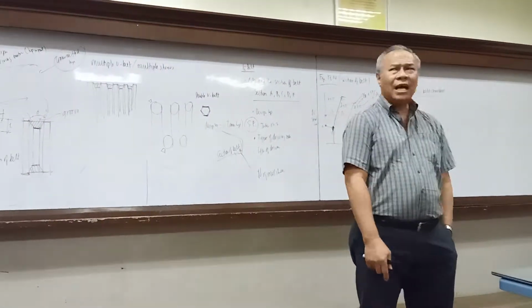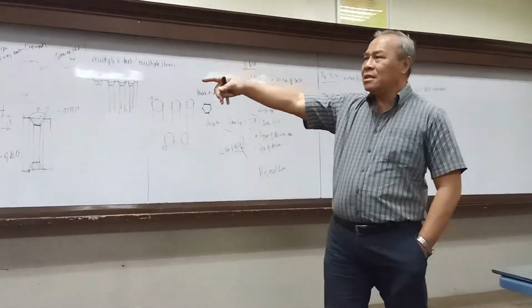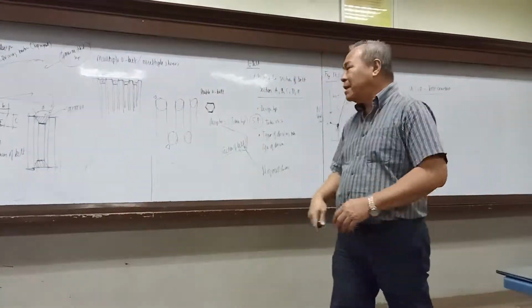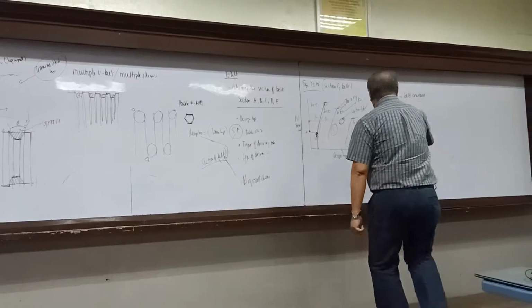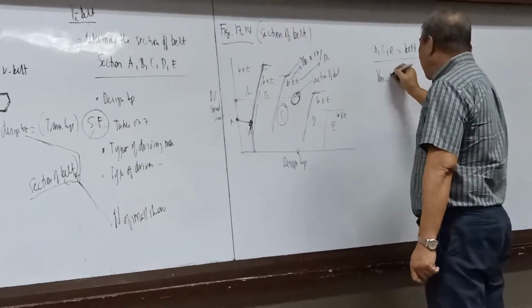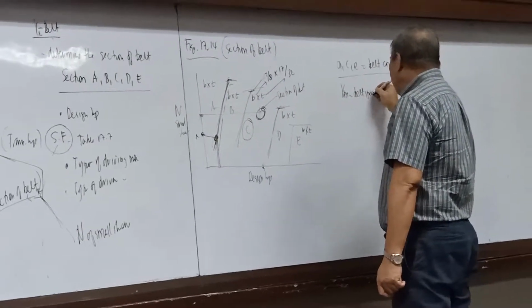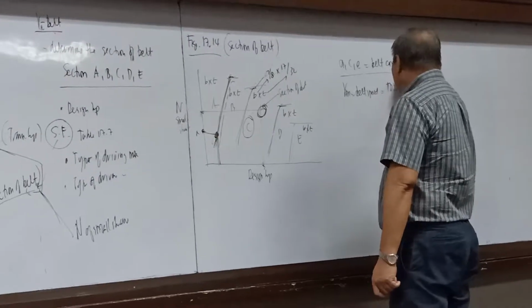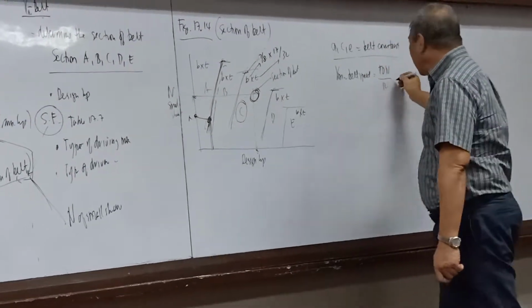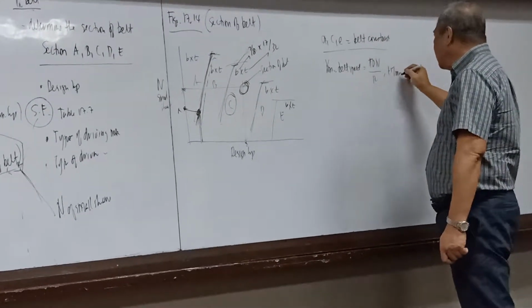Okay? Alright, now, so going back to the equation, ano yung V sub M? V sub M is the belt speed. Okay, V sub M is the belt speed, which is equivalent now to pi D n all over 12, para ito ay magiging feet per minute.